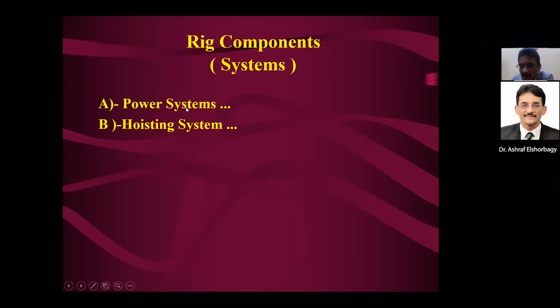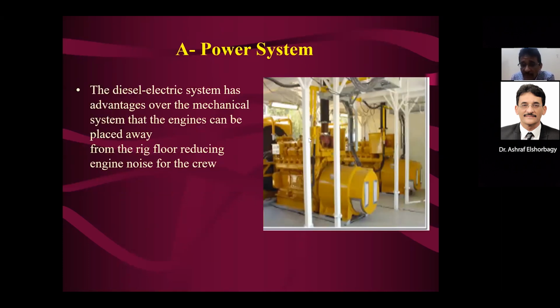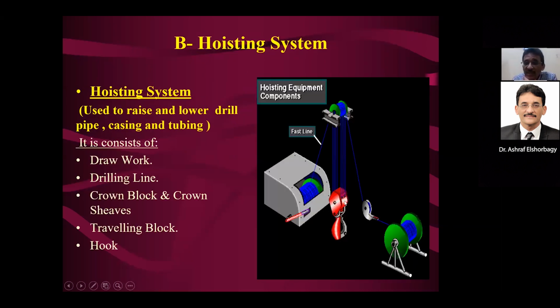The first system is the power system. No rig can work without a power system. Hoisting system. No rig can work without a hoisting system. Rotating system. Circulating system. And yes, the blowout preventer system. For the power system, we don't have any sensor, just power coming from the generator to the rig directly. For the hoisting system, just to make a revision with you, the hoisting system is responsible for raising or lowering the drill pipe or the casing or the tubing, coming up and down.